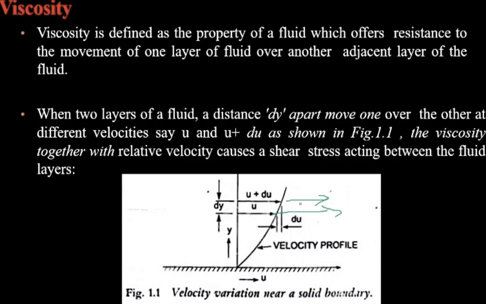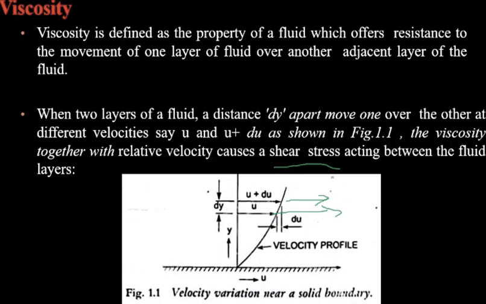Okay, now the viscosity together with relative velocity causes a shear stress. So when they flow, a friction arises between the two layers. That friction is called shear stress acting between the two layers of the fluid.